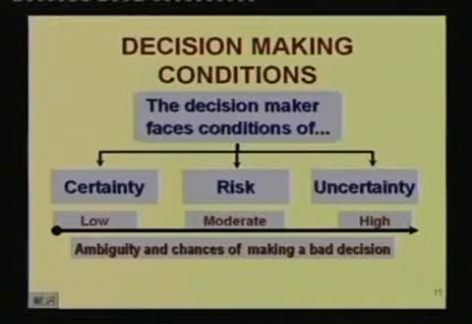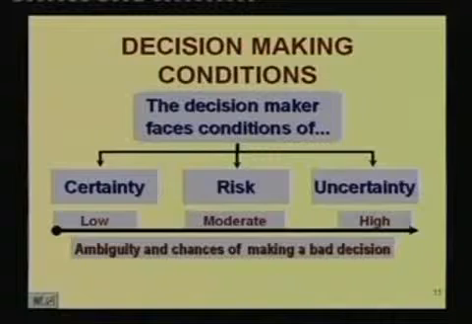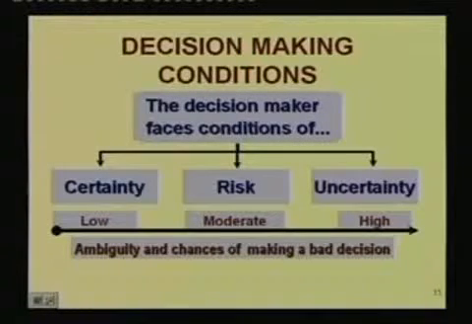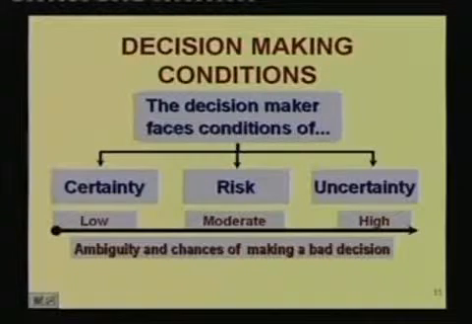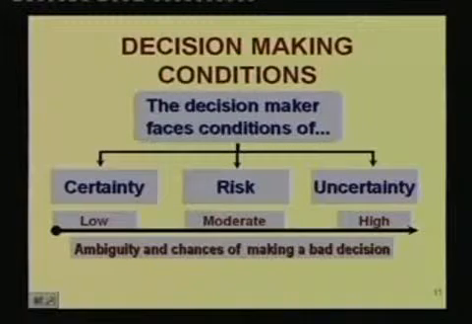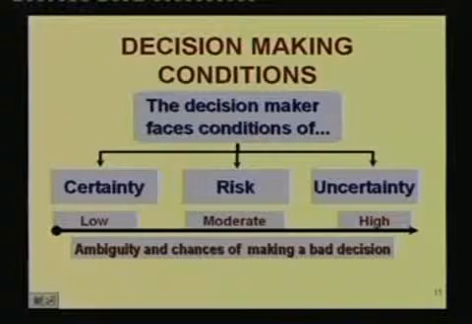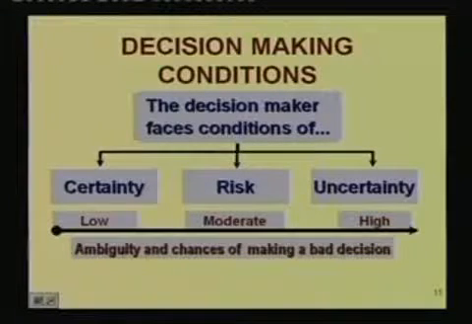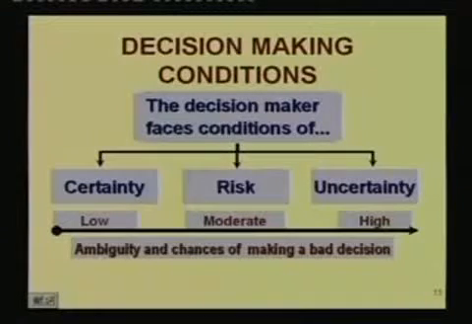So basically what happens is, as you go from certainty to uncertainty, the ambiguity increases. Because ambiguity increases from low to moderate to high, naturally the chances of making a bad decision go up, right? So that is the idea here. Whenever we have a decision making situation, we must first understand whether it is a decision making under certainty, risk or uncertainty.